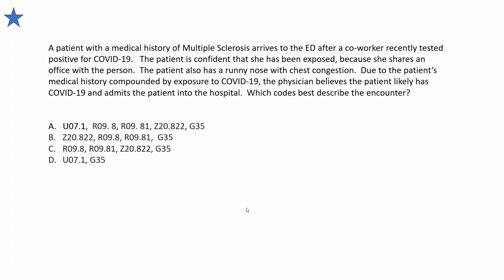A patient with a medical history of multiple sclerosis arrives to the ED after a coworker recently tested positive for COVID-19. The patient is confident that she has been exposed because she shares an office with the person. The patient also has a runny nose with chest congestion. Due to the patient's medical history compounded by exposure to COVID-19, the physician believes the patient likely has COVID-19 and admits the patient into the hospital. Which codes best describe the encounter? Coders, you have 1 minute.